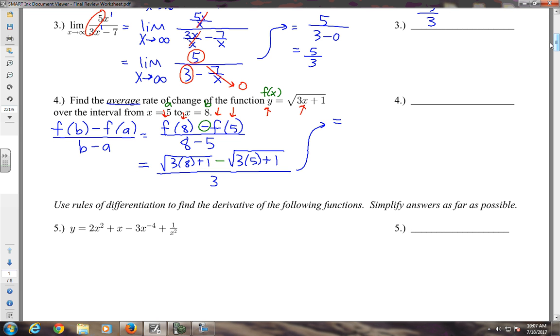We're almost there. We just have a little arithmetic to do. So let's evaluate these radicands. On the first one, I have 3 times 8, which is 24, plus 1. We have square root of 25. In the second one, we have 3 times 5, which is 15, plus 1. That gives us 16. We have the square root of 16, all divided by 3. Evaluating those roots, we have 5 minus 4 over 3, or simplifying, we end up with a rate of change of 1/3.